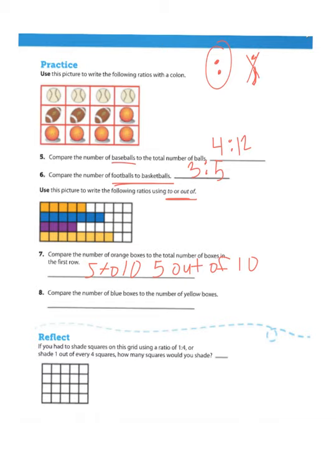Number 8, compare the number of blue boxes to the number of yellow boxes. So this is blue right here, and this is our yellow down here at the bottom. So blue boxes, 1, 2, 3, 4, 5, 6, 7. Yellow, 1, 2, 3, 4, 5, 6, 7, 8. So 7 to 8, or 7 out of 8.